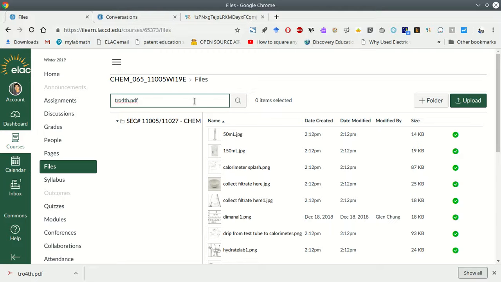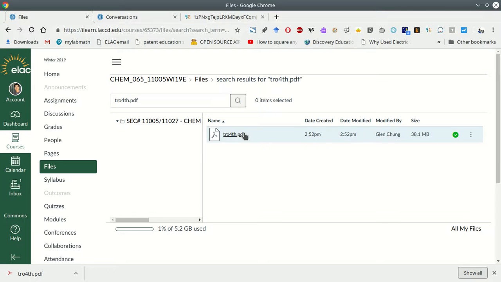tro4th.pdf. If you search for that document, you can just click on it and download it. That document is an old textbook that we used to use here at ELAC. I put it in the Canvas because it is an old textbook. There's no one who's going to be selling this. And also because it still contains valuable practice problems for you.